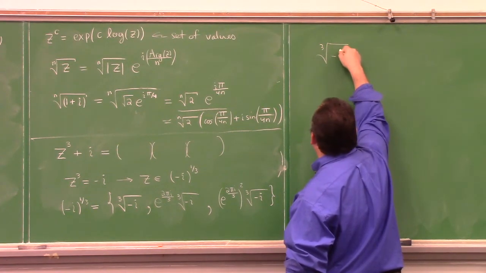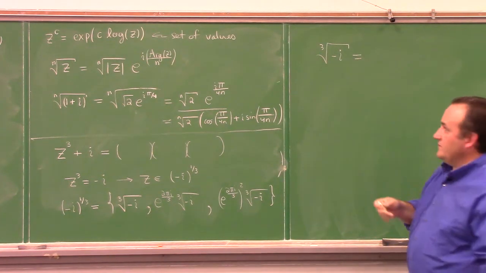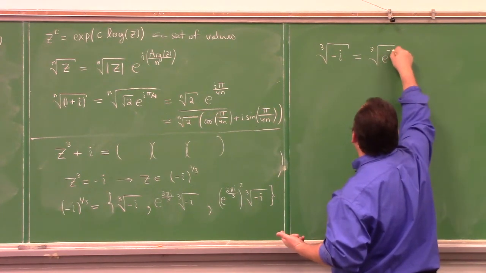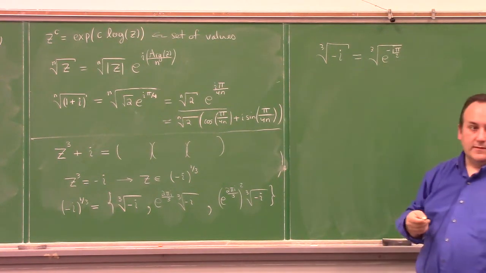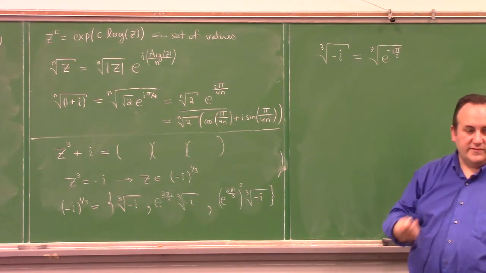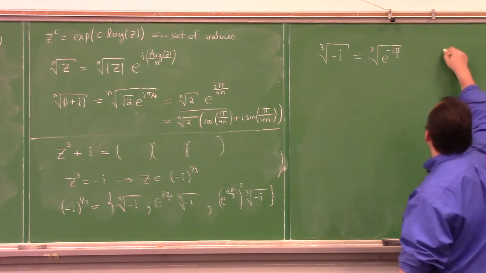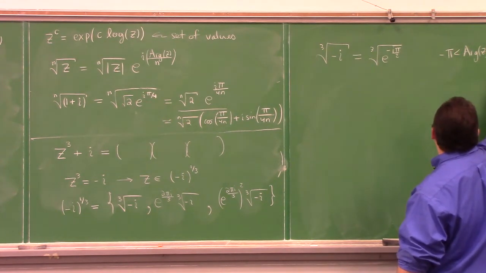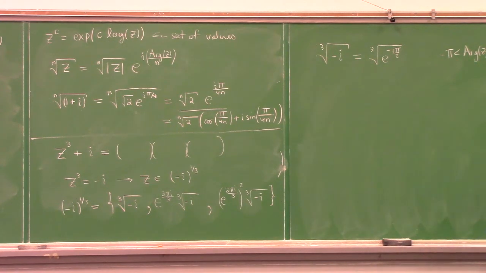Okay, but what is the third root of minus I? To do that, I have to go, wait a minute, that's the third root of e to the minus I pi over 2. Where does the principal argument come from? What are the values of the argument of z? Remember, minus pi is less than arg z, less than or equal to pi. Is that angle an allowed principal argument? It is, yes.